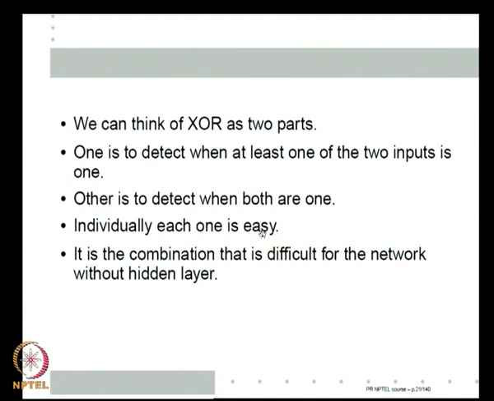The combination is difficult for the network without a hidden layer. Basically, I have to detect the combination that at least one of the inputs is 1, but not both are 1. Right? That combination is what is not feasible to be done with a linear model. This combination can be done with a hidden layer because this is the internal representation.